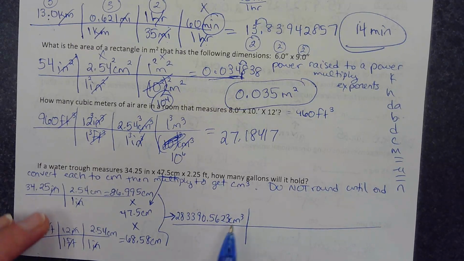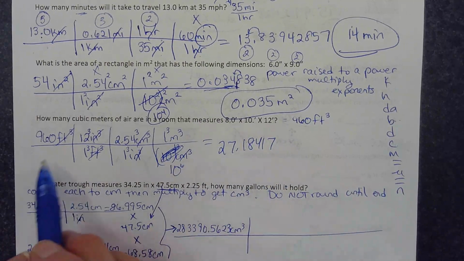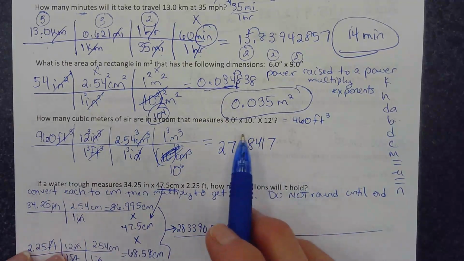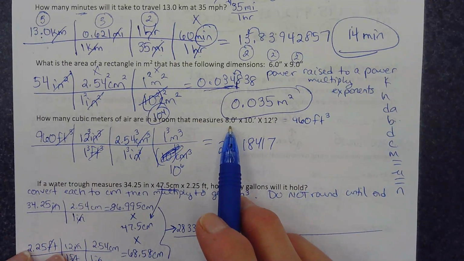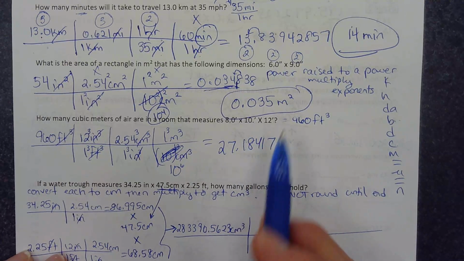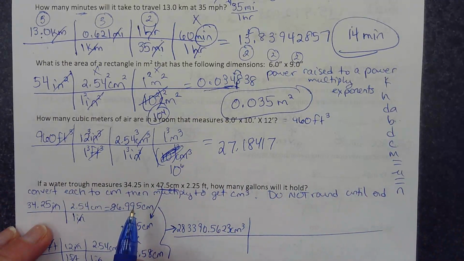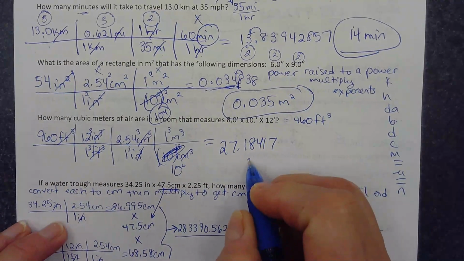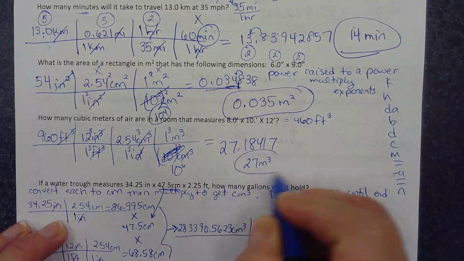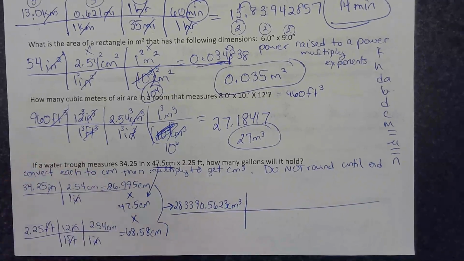No. We have to go back to original numbers. Not this 960. Go back to the original numbers. So how many do you have here? 2 here, 2 here, 2. So that's for sure 2. And then is everything else exact? Yeah. So what's my final answer? 27 meters cubed. Does that make sense? Talk to me, guys. Making sense?